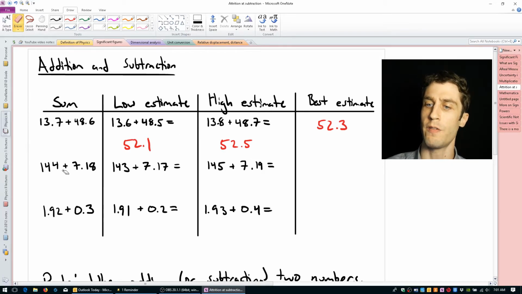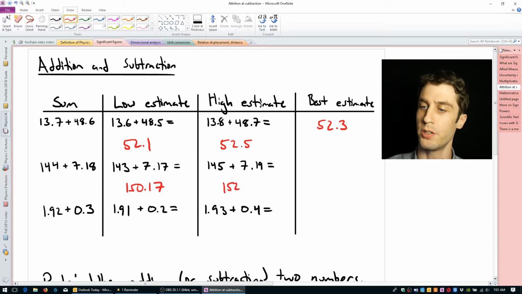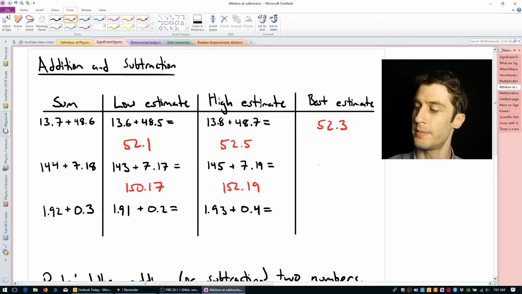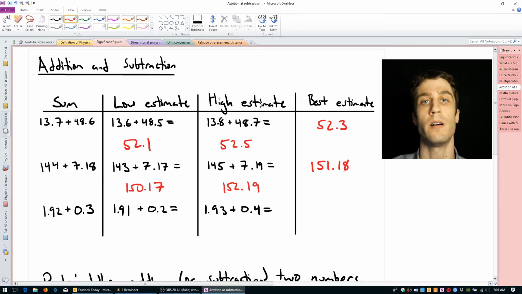All right, 144 plus 7.18. Our low estimate is 143 plus 7.17. That gives us 150.17. Our high estimate is 145 plus 7.19. That gives us 152.19. And so let's take these two original numbers and add them together to give us our best estimate. That gives us 151.18, but not all of these digits are significant.